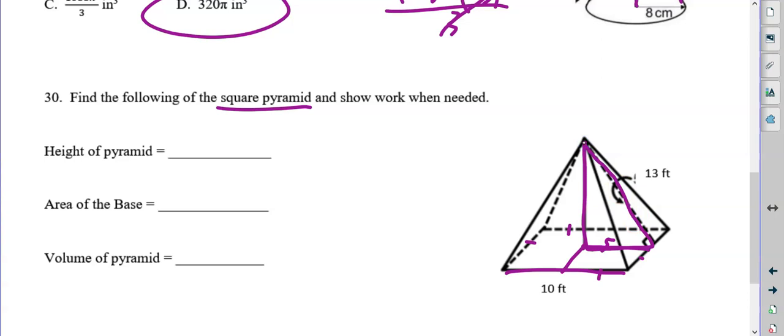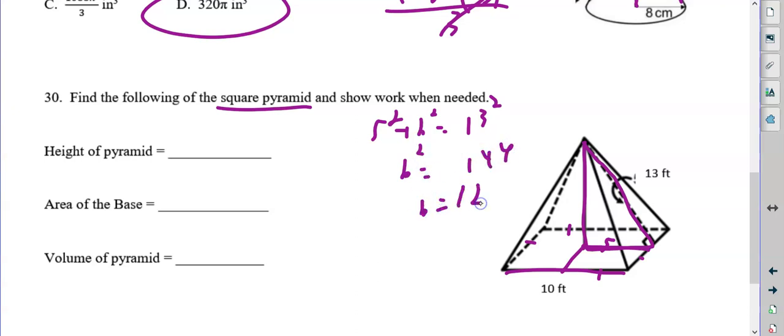Well, again, if you don't have the Pythagorean triples, that's 5 squared plus b squared equals 13 squared, which we've already done in this test. So b squared equals 144, which means b is 12. That's the height of the pyramid, 12. The area of the base, well, it's a square pyramid, so it's 10 by 10, which is 100.